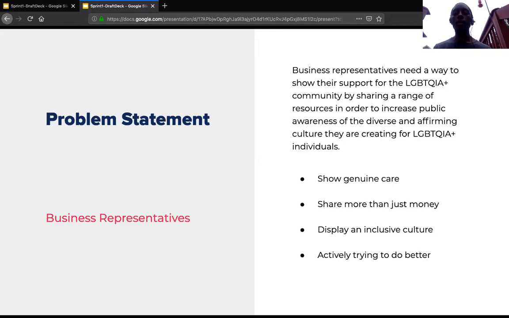Another one is that they wanted to show more of the culture that they built. A lot of them have affinity groups or equity groups or some form of employee resource group, and they want to show more of that off. And finally, that they wanted to make clear that they were actively doing better. They were building a culture of inclusivity and diversity, and just being a really LGBTQIA affirming business.